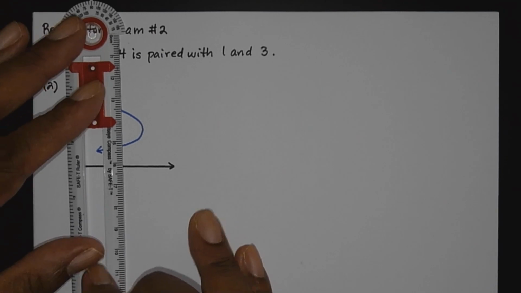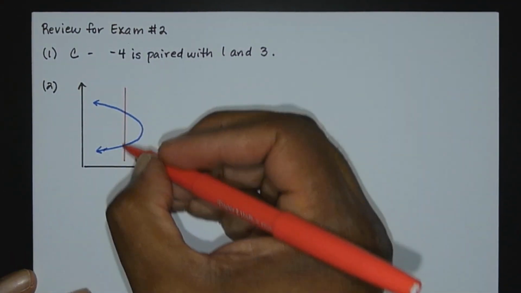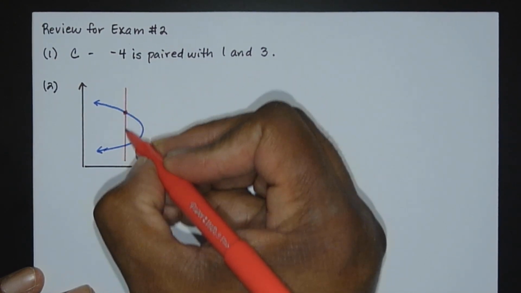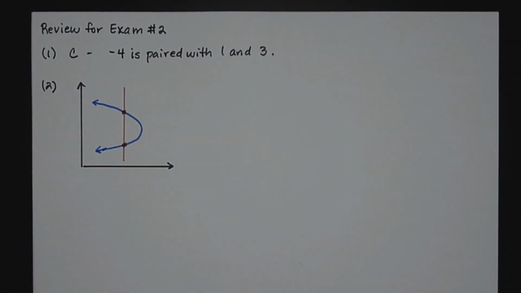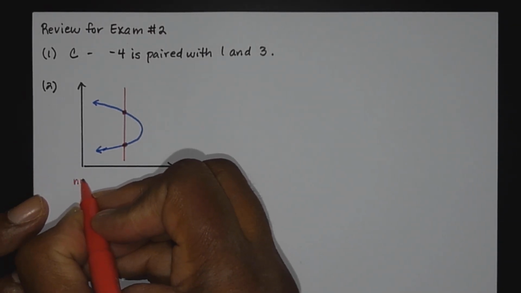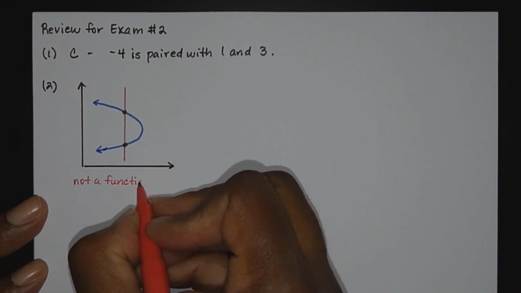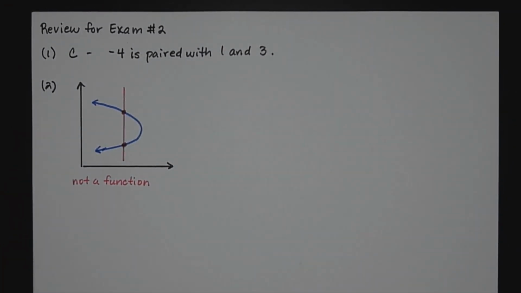Would this graph represent a function? No, it wouldn't, and here's why. If I draw a vertical line going through the graph, that vertical line crosses this graph at 2 different places. So that means that this graph itself is not a function. Are there any questions about problem number 2, determining whether a graph is a function by using a vertical line test?